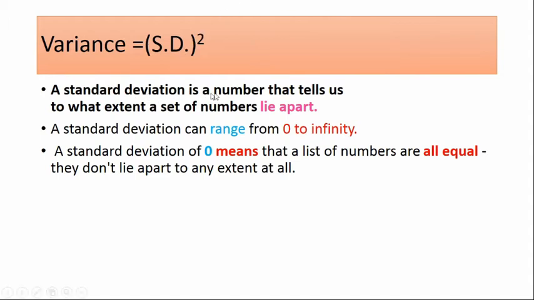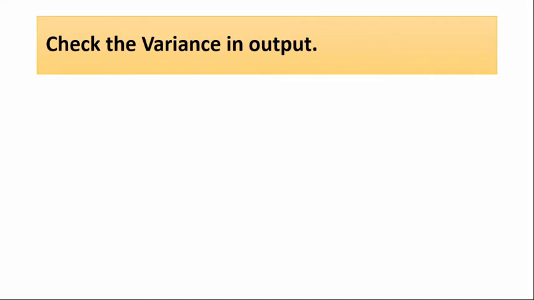A standard deviation is a number that tells us to what extent a set of numbers lie apart. A standard deviation can range from 0 to infinity. When we calculate the standard deviation of a data set, the answer may come between 0 and infinity. 0 means that a list of numbers are all equal. If all values are equal, the standard deviation will come 0, which means they do not lie apart to any extent at all. Check the variance in output.